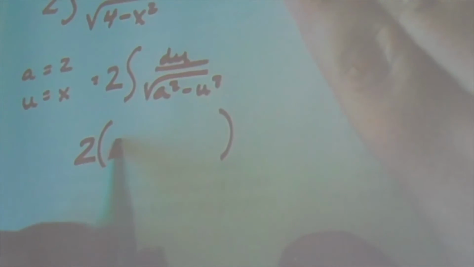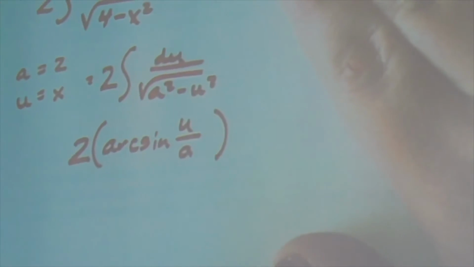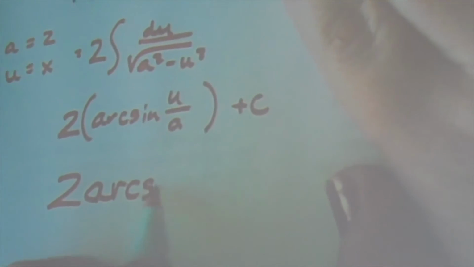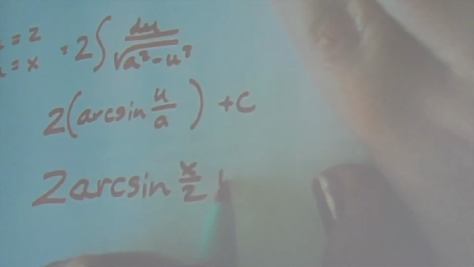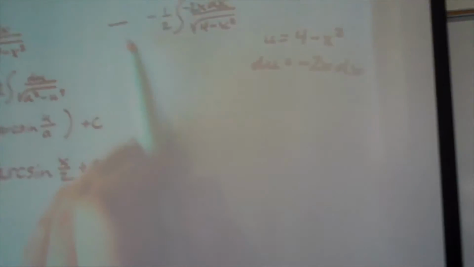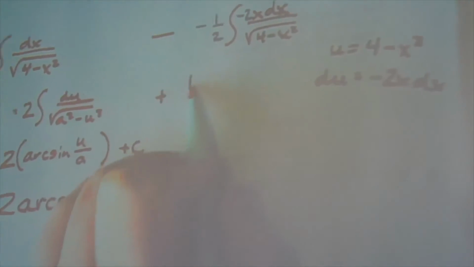Okay, so 2 times the integral of du over the square root of a squared minus u squared would be 2 times the integral of what? Arc sine of u over a. I'll add the plus c at the end. If you want to add plus c right now, that's okay. So that's 2 arc sine of x over 2 plus c. Okay. So I've got minus a negative 1/2, which is plus 1/2.